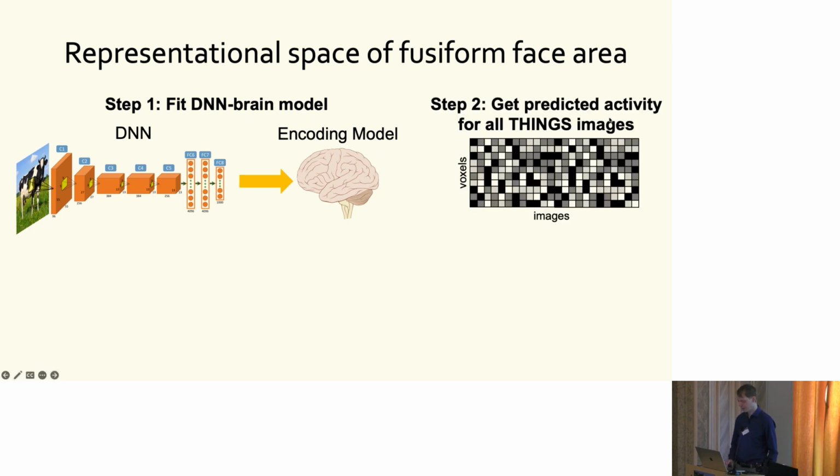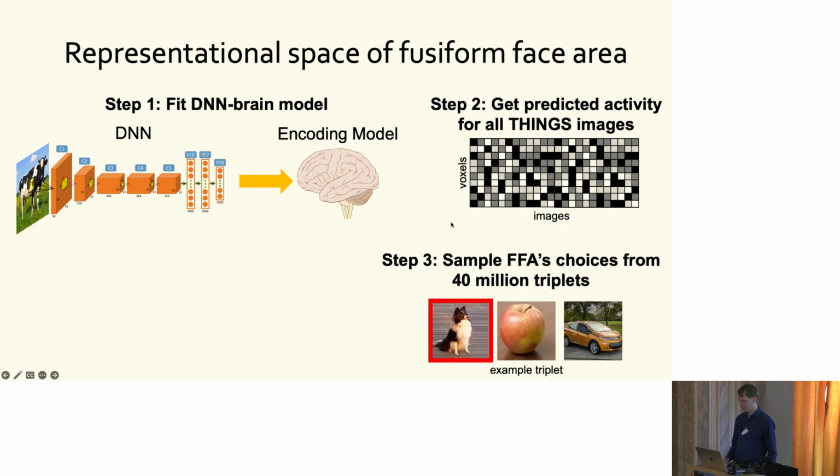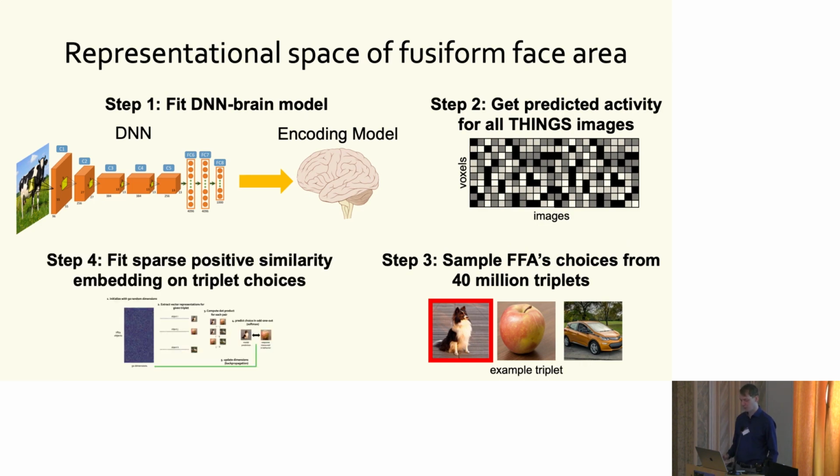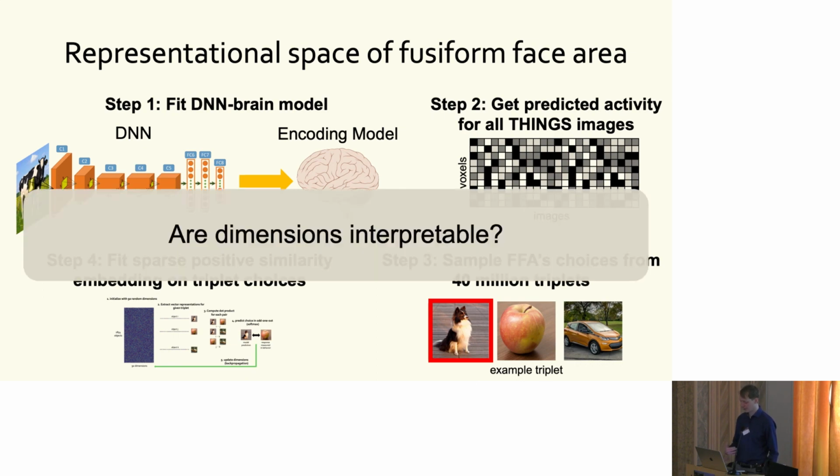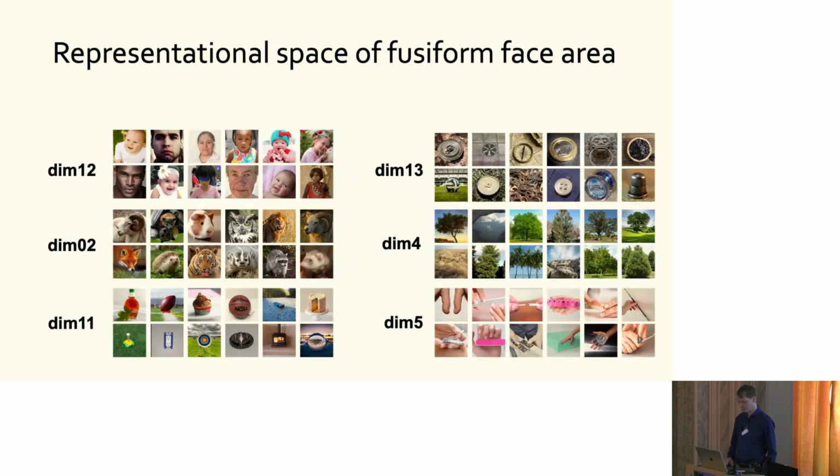We get the predicted activity for all of our THINGS images. We sample 40 million triplets from these synthetic FFA responses, and then we fit our sparse positive similarity approach on these triplet choices. With 40 million trials, it takes a lot longer, but this actually works. And you may ask, are the dimensions that we find here interpretable? This is ongoing research, by the way, so I'm among the first people we're showing this to.